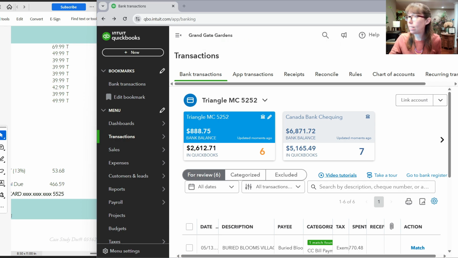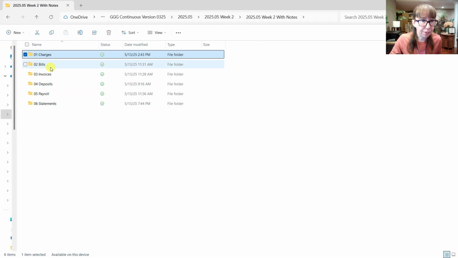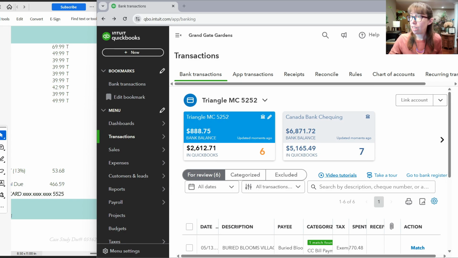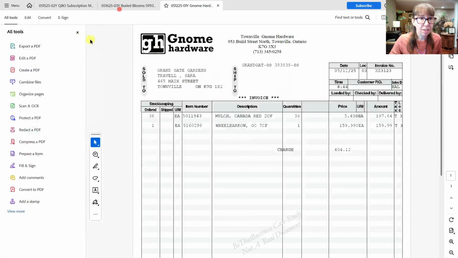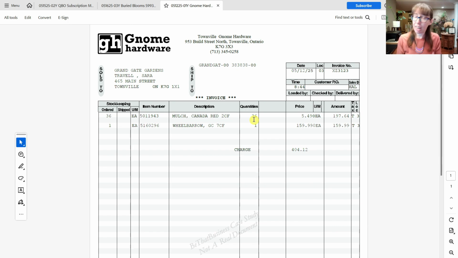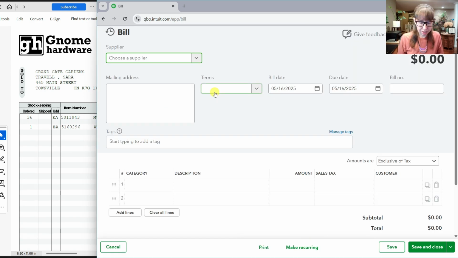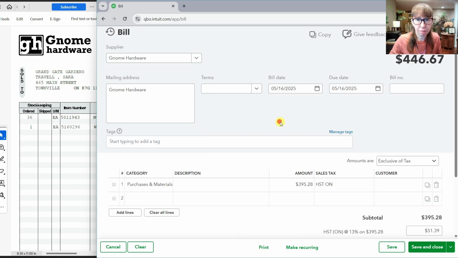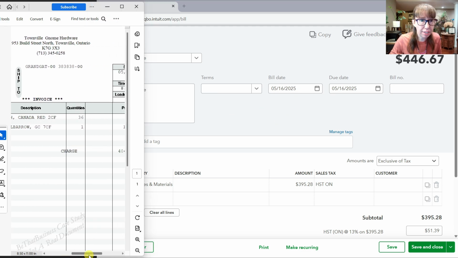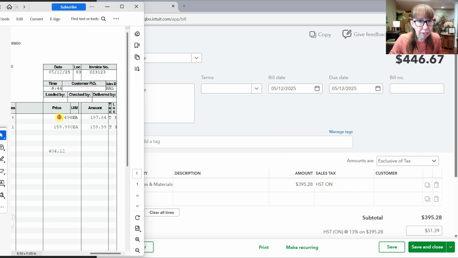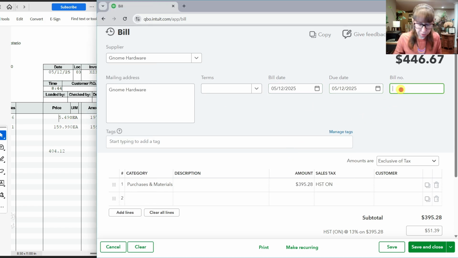Next, let's go and take a look at what's in the bills folder. In the bills folder, we've got 4 bills. Ooh, we've got an email transfer note. Interesting. So let's open the first one, Gnome Hardware. And she now has set up an account with Gnome Hardware. So we can go ahead and put this one in as a bill. So new bill. This is Gnome Hardware. And the bill date was May 12th. And then the bill number is XZ3123.